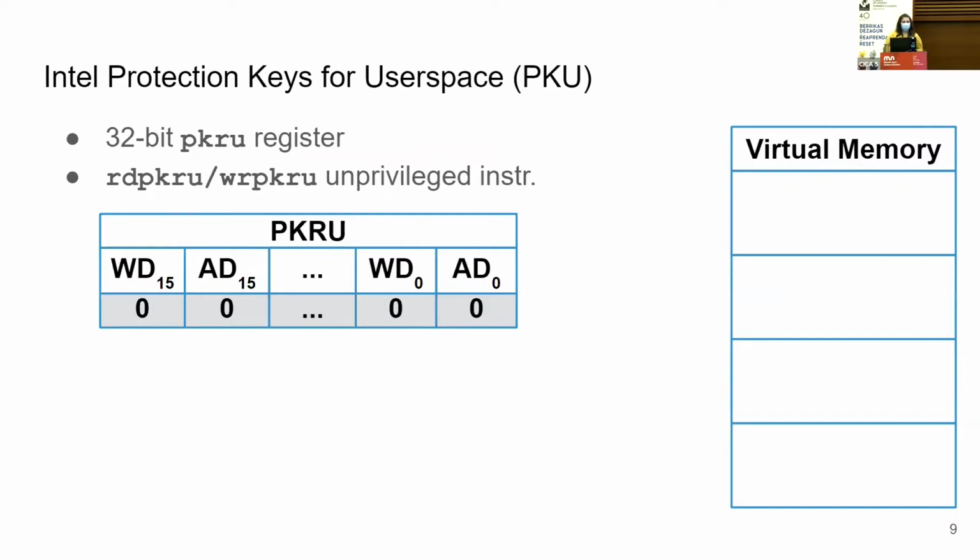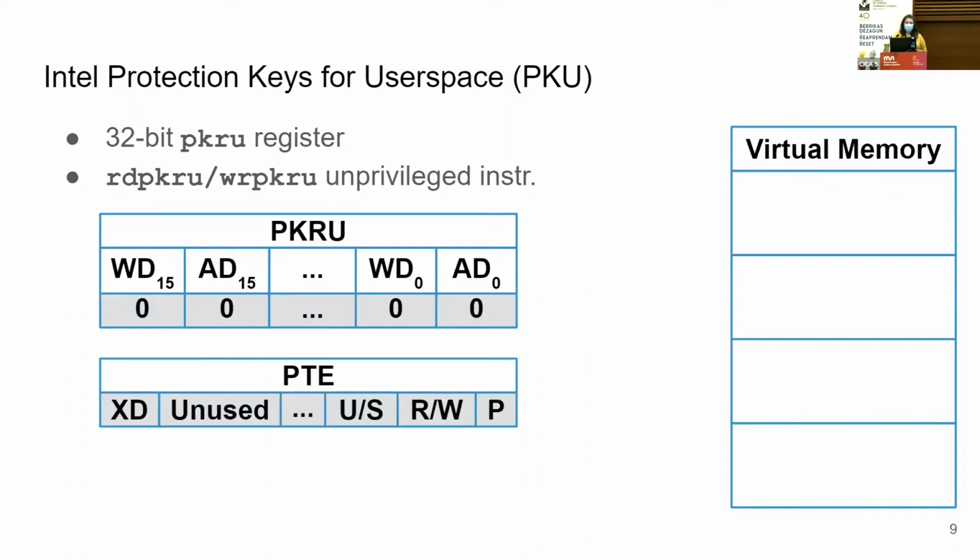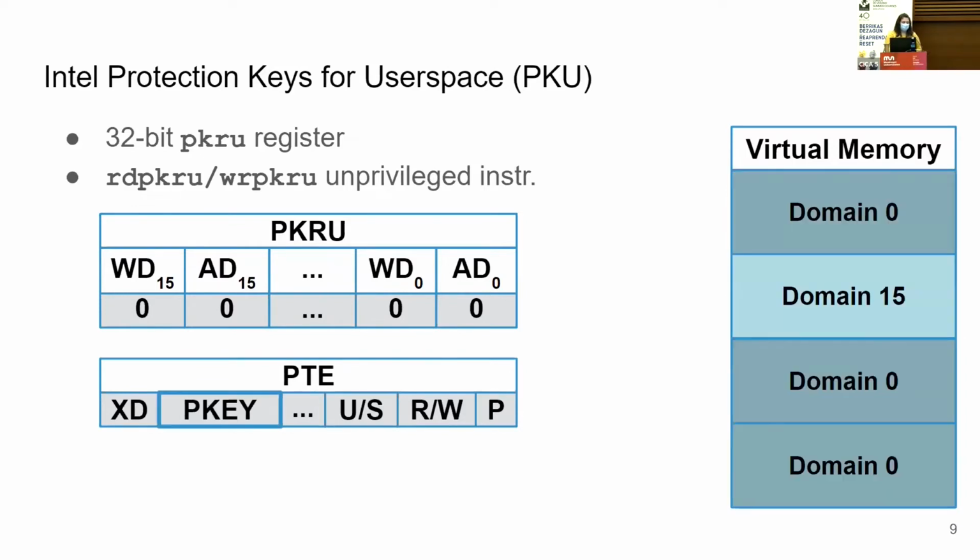Now a bit more on PKU. As of the Skylake server generation of processors, Intel has introduced Intel Protection Keys for User Space, or PKU, which is mainly a memory safety enhancement feature. PKU introduces a 32-bit PKRU register and two unprivileged instructions, dubbed read PKRU and write PKRU, to read and modify the contents of this register respectively. PKU associates every user page in memory with 1 out of 16 protection domains by setting 4 previously unused bits in every page table entry to the appropriate domain protection key value.